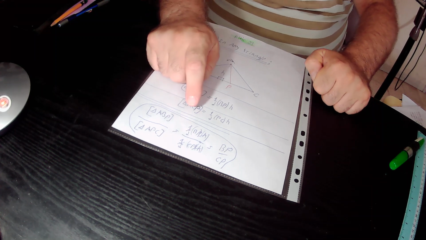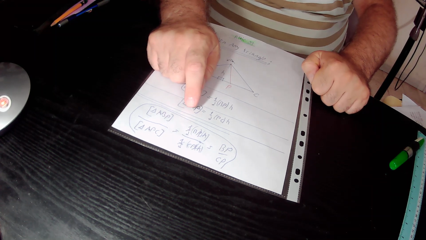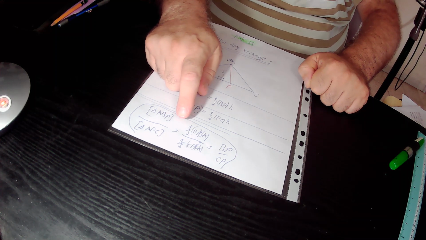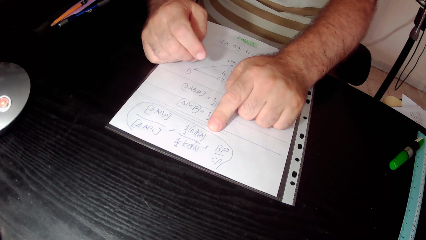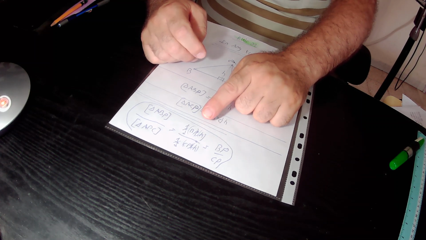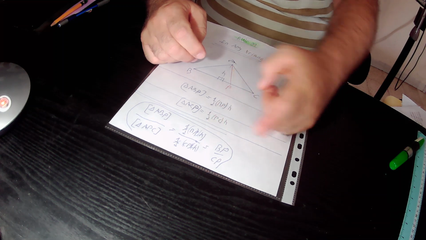Here we have 1/2 in the numerator and 1/2 in the denominator, so 1/2 will get cancelled. We have the height in the numerator and the height in the denominator, so the height also will get cancelled, and we are left only with BP over PC, BP over CP.